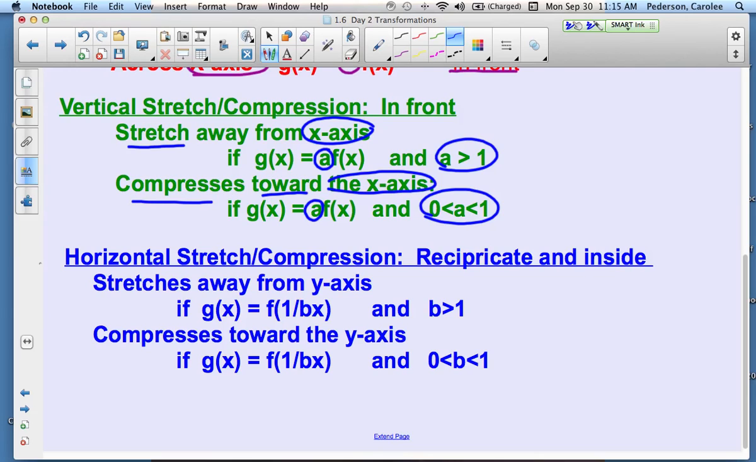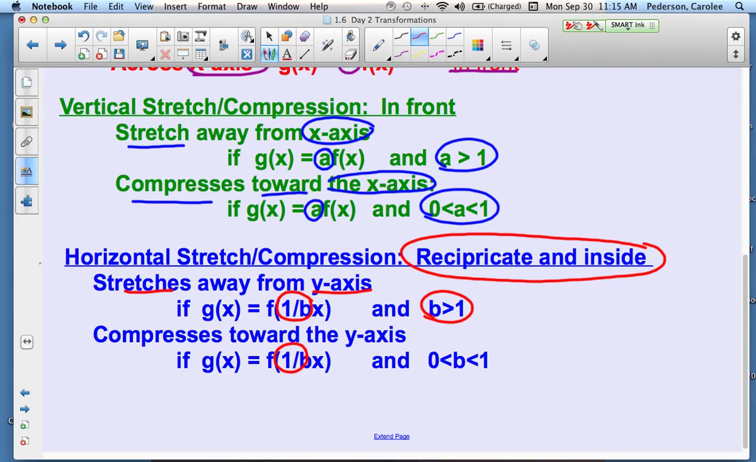Our last piece on this slide is your horizontal stretches and compressions. Be careful on these. You need to reciprocate, and they are going to be inside the function. So if you have 1 over b, and b is greater than 1, it's going to compress towards the y-axis. If you have 1 over b inside of the function and you have a fraction, that's going to stretch away from the y-axis.